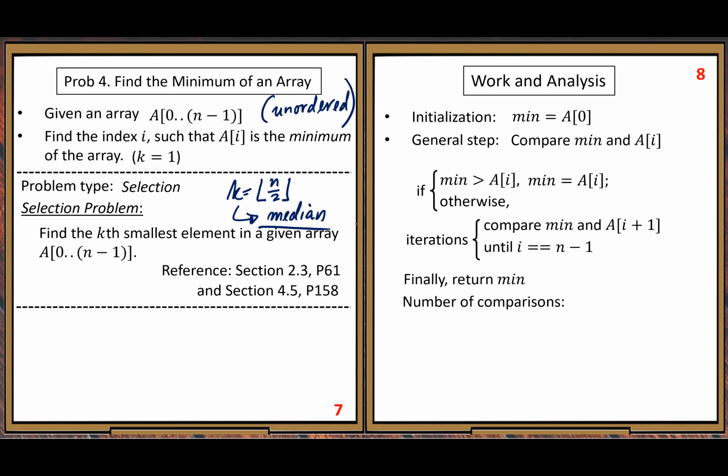How many comparisons do we need to find the minimum? Given an array with n elements, how many comparisons? After you see the solution here, can you find the exact number of comparisons to find the minimum? It's a simple answer. Can any of you type that number? And I want to see if it's correct.